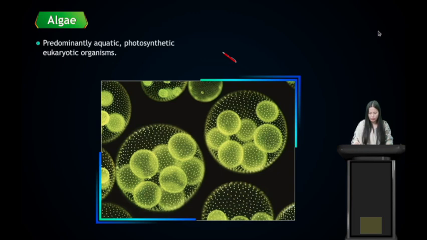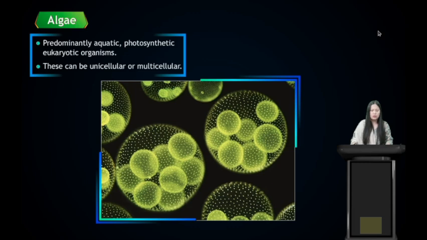So here we see algae are predominantly aquatic, photosynthetic and eukaryotic organisms. Predominantly aquatic, they are mostly found in water. Algae are microorganisms, but they are photosynthetic, meaning they can prepare their own food, and they are eukaryotic organisms. Now we have two types of cell known as the prokaryotic cell and eukaryotic cell. For these eukaryotic organisms, the cell will have a definite nucleus and cell organelles such as mitochondria, Golgi body, endoplasmic reticulum, etc.